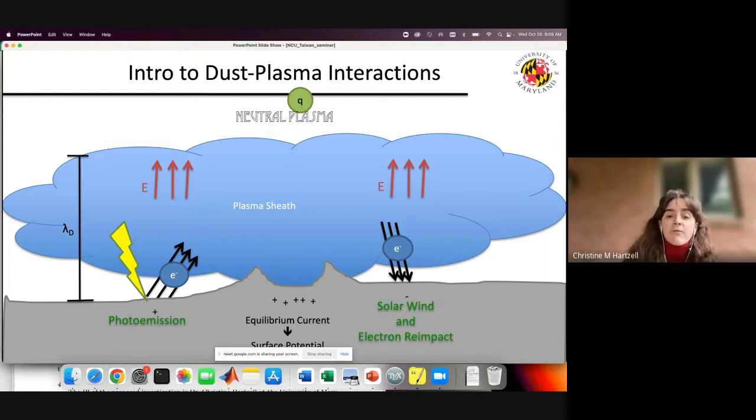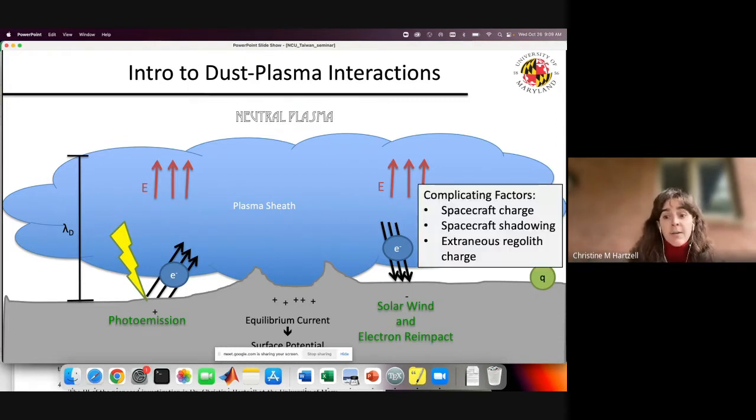So that electrostatic force could counteract gravity, and the particle could hover above the surface before it re-impacts in a region where the electric field is weaker. So that is the phenomenon of electrostatic levitation. So two separate phenomena: lofting, which is the detachment of the particle, and then levitation, which is this hovering of the particle. Now there's some other complicating factors.